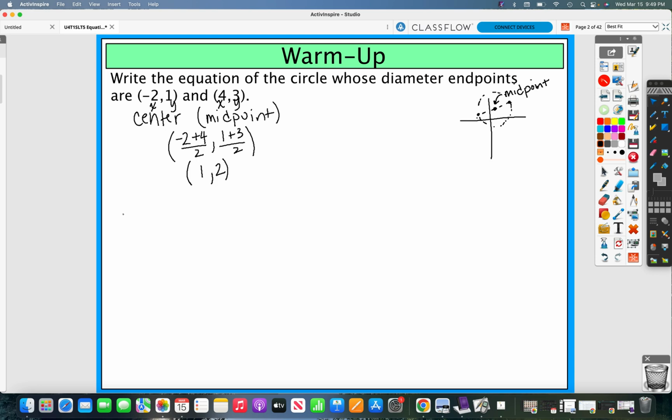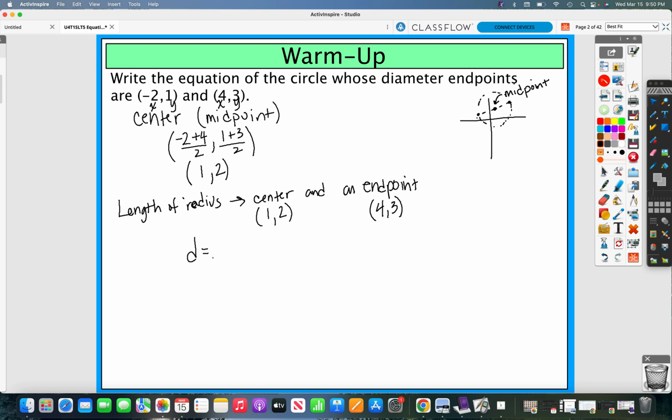Now, I need to find the length of the radius. So I can use either, so I definitely need the center and an endpoint. Oops, I meant an endpoint. So my center point is (1, 2), and I'm going to use the endpoint (4, 3). Again, it doesn't matter which one you use. You could have used (-2, 1) as well.